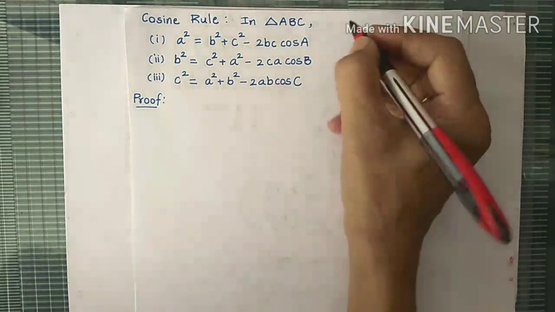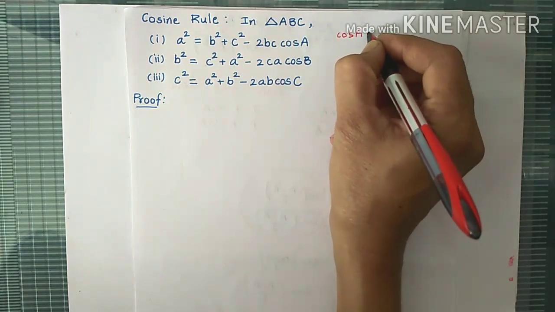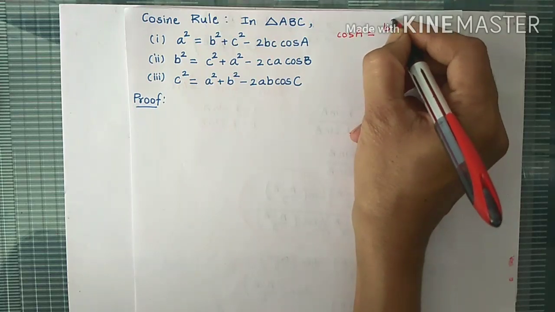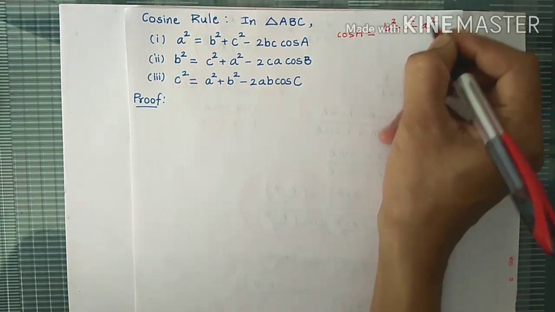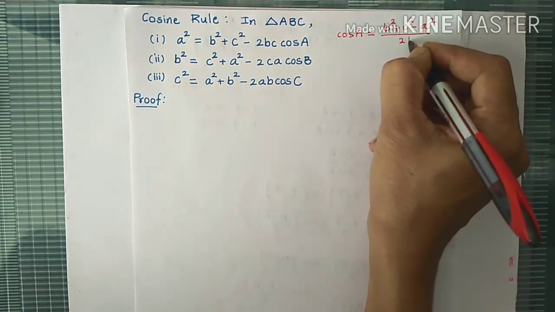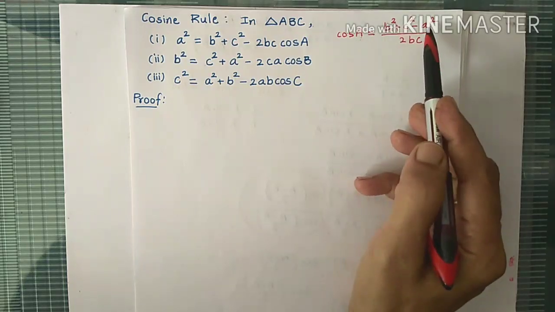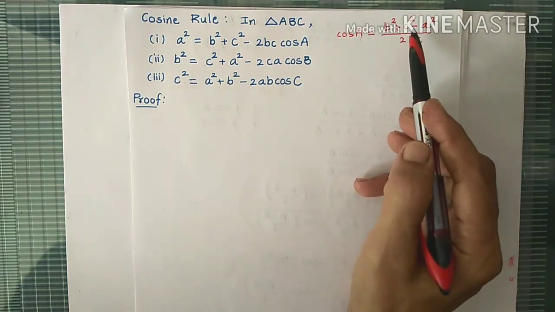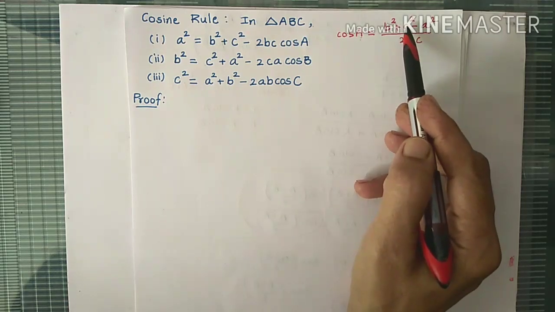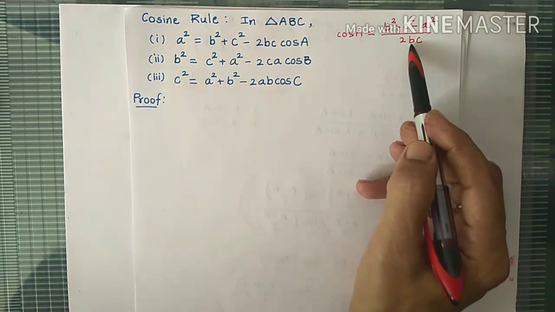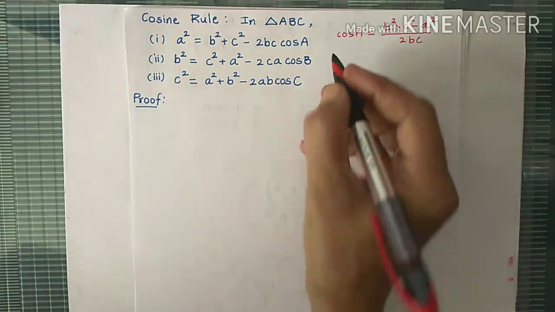Or we can write this statement as a formula for cos A. So if it is cos A, we have b square plus c square minus a square upon 2bc. See, if it is A here, the last term is minus a square, and the remaining two terms we have to write first, b square plus c square, and those terms are in the denominator too, 2bc. So b square plus c square minus a square upon 2bc.